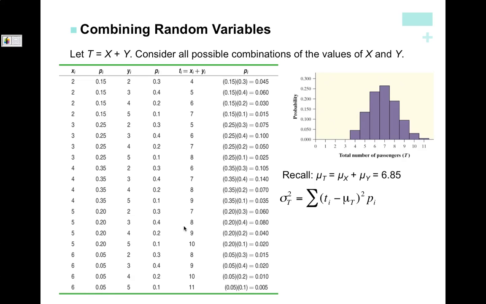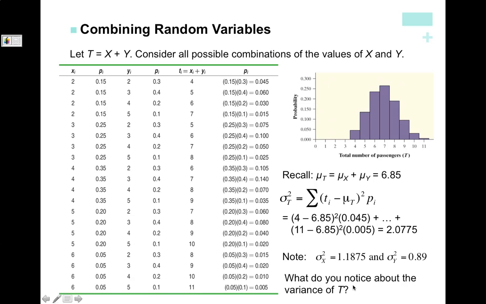So we're going to do 4 minus 6.85 squared and then multiply by its corresponding probability. And go all the way through this probability distribution, finding the difference between the value and the mean, squaring it, multiplying by probability, and adding all of those things up. And that will give us the variance, which we can then square root to find the standard deviation.